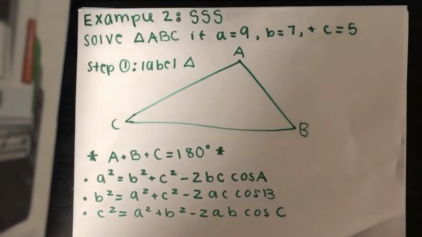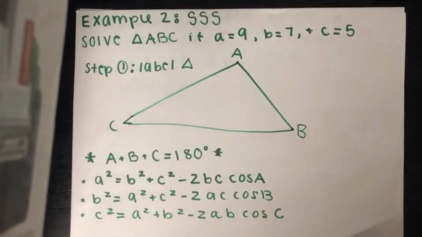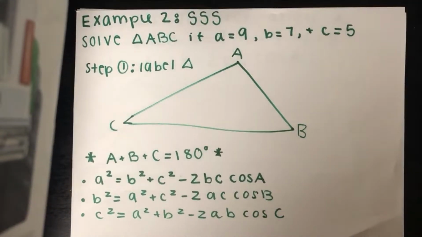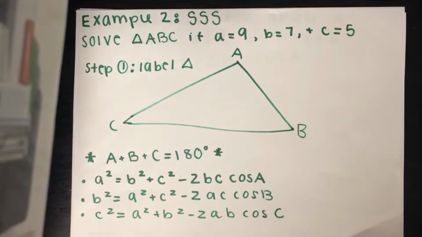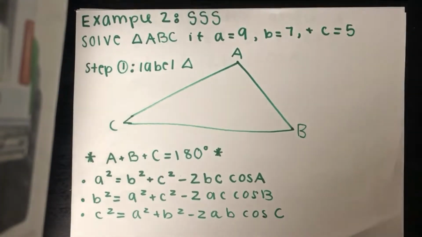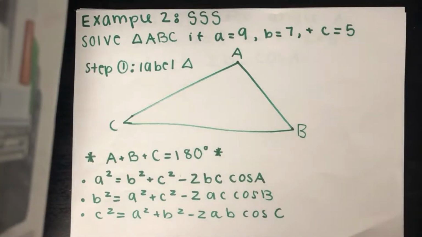Okay, so now we're going to begin example 2, and you can follow along on your worksheet. Example 2 is a side-side-side problem, and just to review, side-side-side is when you know all three sides of a triangle and you have to find the angles. So just to remember, all angles of a triangle add up to 180 degrees, so we're going to use the law of cosines to find the first two angles, and then we're going to subtract the two angles from 180 to find the third. So solve triangle ABC if a equals 9, b equals 7, and c equals 5.